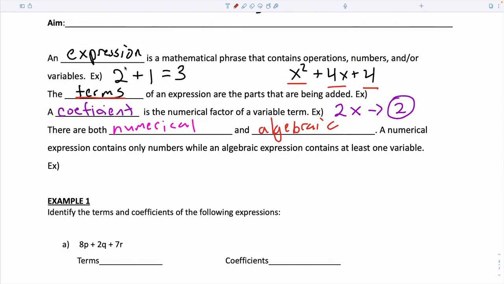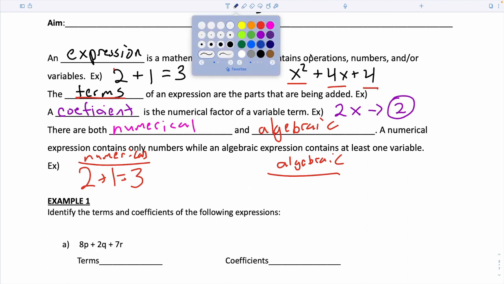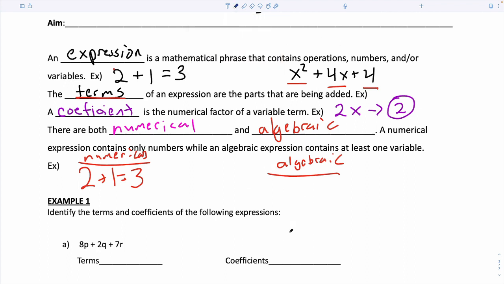You already gave examples of this. So put 2 plus 1 equals 3. Or how about make your own, actually. Make your own numerical here. And make an algebraic expression here. 2 plus 2 is 4. Very good. An algebraic expression doesn't have to be a quadratic. Try to make one that's not a quadratic. You can make one that's like, sure.